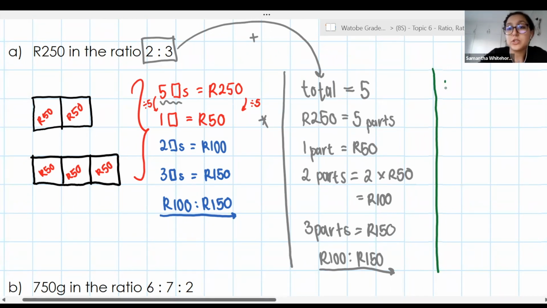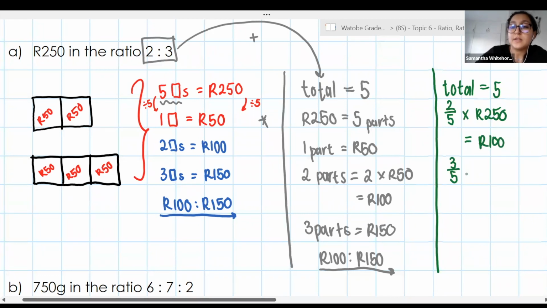So once again, we want to know the total number of parts that we're working with, because we need to know what our denominator of our fraction is. And again, it's 5, just by adding the numbers in our ratio. Now we know we've got 2 parts out of 5 that we're working with, and we've got 3 parts out of 5. I now need to figure out what 2/5 or 2 parts of 5 is of 250 Rand. And you can just type that into your calculator. That gives you 100 Rand.